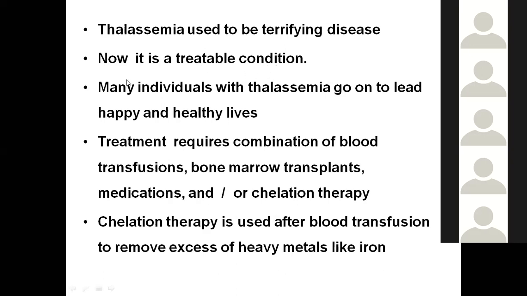So where blood is transfused to such children, and there are many other individual people also helping. Individual societies are formed to help thalassemic patients to lead a normal, healthy life. And these individuals go on to lead happy and healthy lives. Minor is fine, but with major, blood transfusion is required. It requires a combination of blood transfusion, bone marrow transplants too.